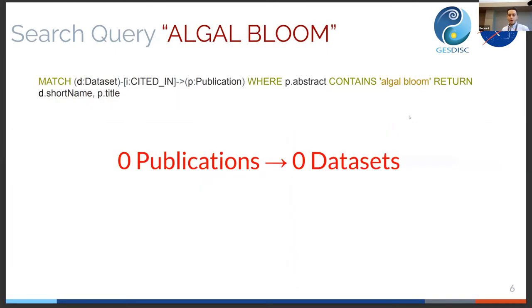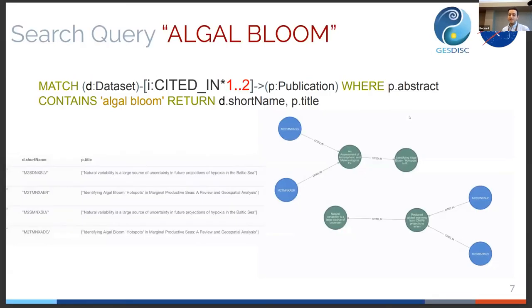Now, let's look at a more complicated query, something like AlgoBloom. There is no publication within our repository that has the term AlgoBloom in the abstract, so we couldn't find any data set attached to it. But again, this is a citation network, so you can easily add more publications, the publications that cite the publications that cite our data. Again, with a simple Cypher query, we can now tell Neo4j, go and find citations that are within two hops of our data sets.